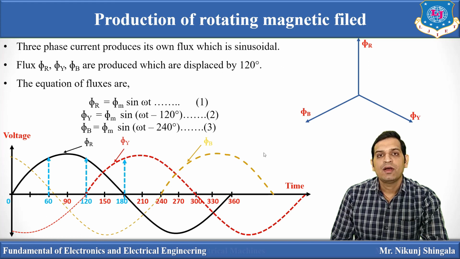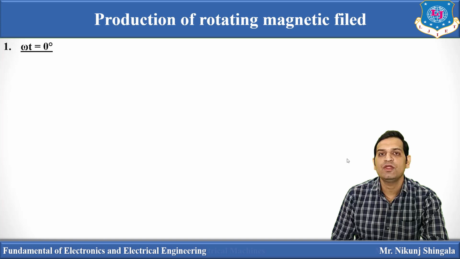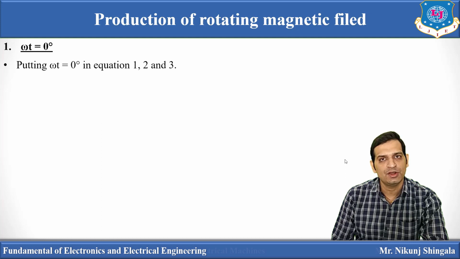Now I am going to discuss that the resultant of this alternating flux at any instant will be equal, and it will be shifting. So here I am taking four instants, that is 0, 60, 120 and 180-degree. At each and every value of omega t, we will get the same resultant flux which will be rotating, that I am going to prove. So starting with the first one, that is the omega t equal to 0-degree instant, putting the value of omega t equal to 0 in equations 1, 2 and 3.